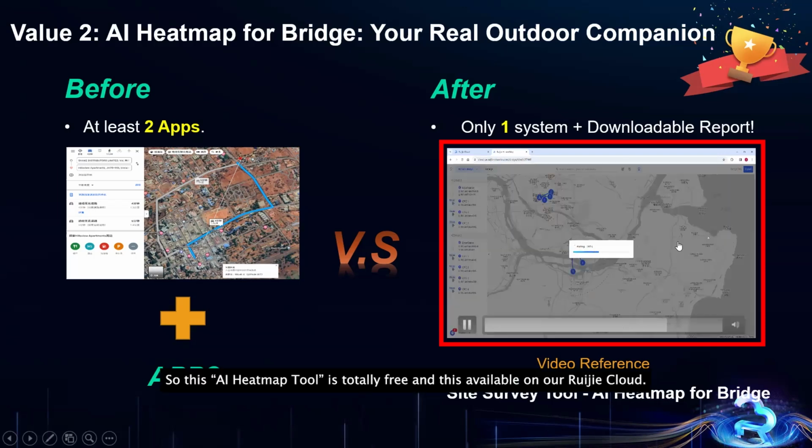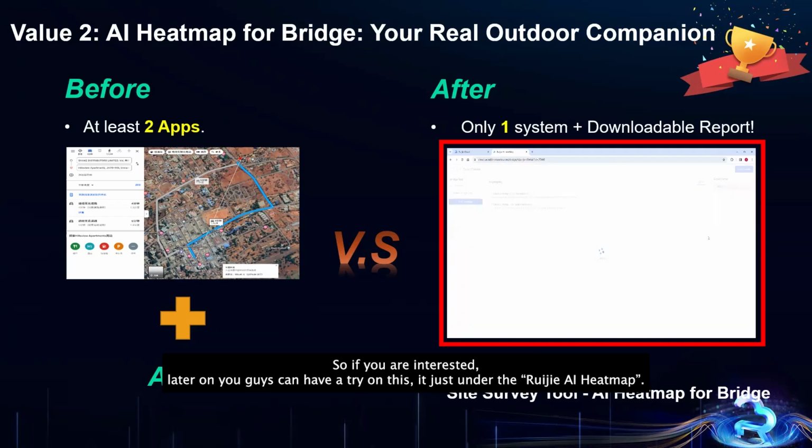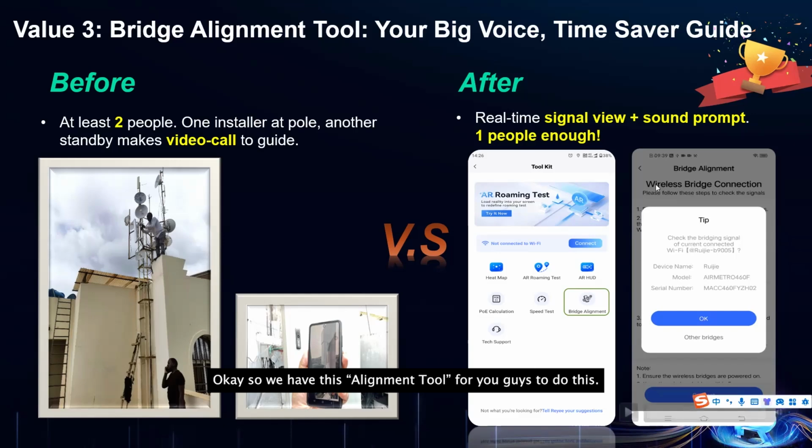This is a totally free AI heat map, and it is already available on our Ruijie Cloud. So if you are interested, you can go and have a try later on. It's just under the Ruijie AI heat map. Okay, we also have this alignment tool for you guys to do this.